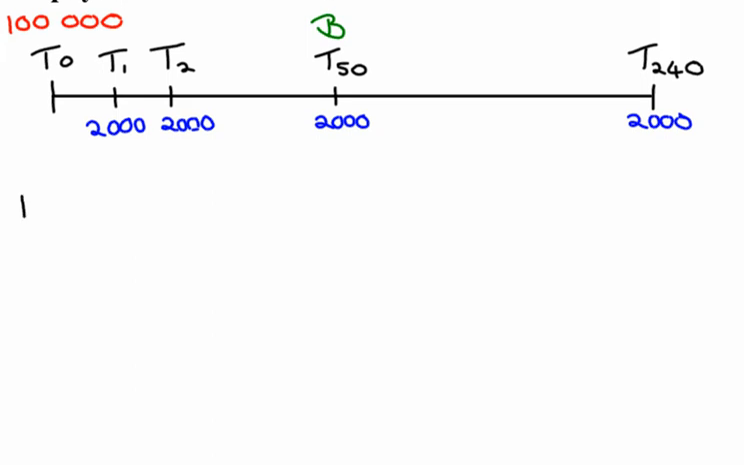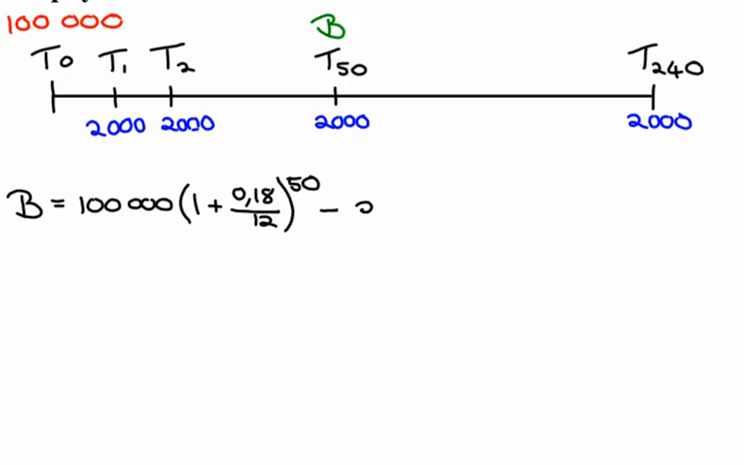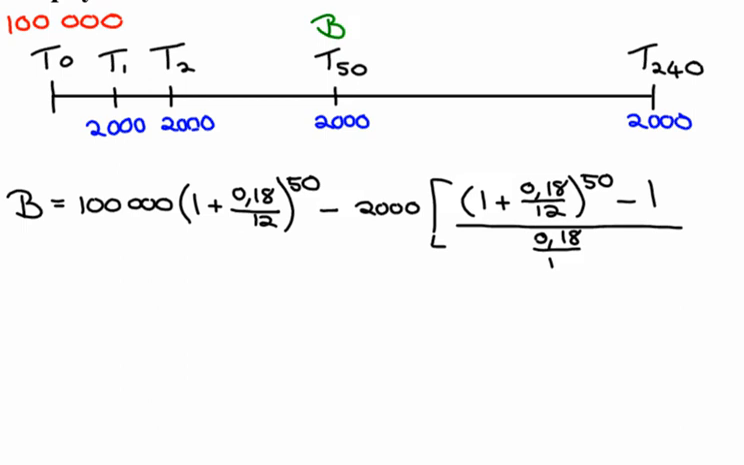Right, so our balance outstanding, our B, is equal to 100,000 and all its interest, so 100,000 times (1 plus 0,18 divided by 12) to the power 50. We subtract the payments according to the future value annuity formula, so we take away the future value of our payments, which is 2,000, because those are our payments. Then remember it's future value, so you've got ((1 plus 0,18 over 12) to the power 50, minus 1) divided by your interest rate. Remember, you can always work that interest rate out and plug that decimal straight in. Right, let your calculator do the hard work for you, and you should land up with 63,158 Rand and 59 cents.